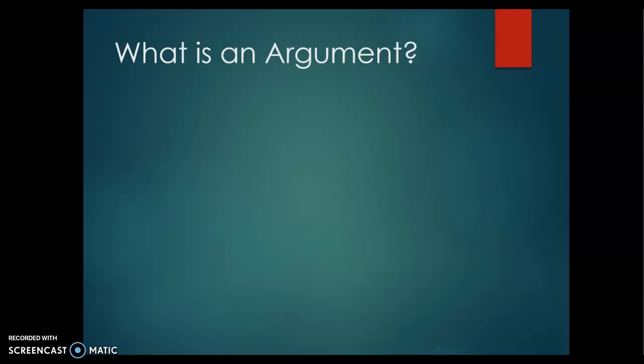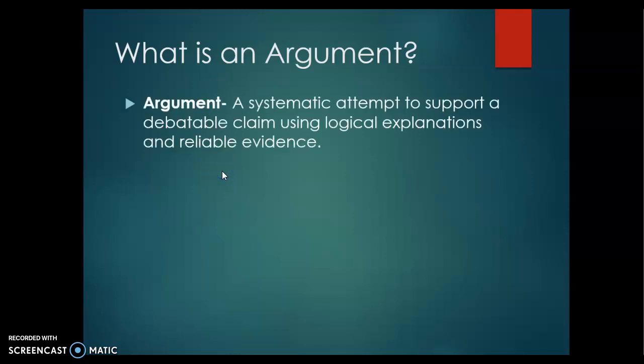And so it's very important to understand the theory behind a successful argument and why that matters and how it impacts the research that you will do in the future. So let's take a look at the definition of argument. I'll read it, and then we're going to break it down to talk about and discuss its importance. An argument is a systematic attempt to support a debatable claim using logical explanations and reliable evidence.